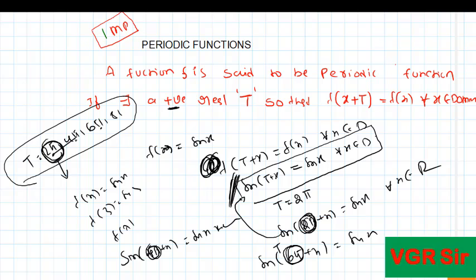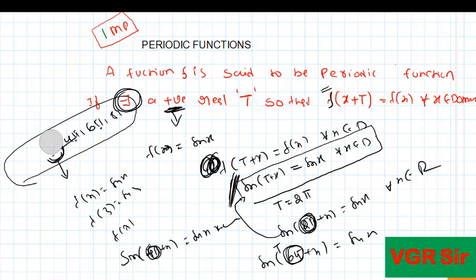Understood? Students, this is very, very important. A function f is said to be a periodic function if there exists a positive real number t such that f of x plus t equals f of x for every x belonging to the domain. If for any function such a t exists, then you can say that it is a periodic function. Several t's may exist for such a function. Among all t's, the smallest one is called its period or fundamental period. Now I can say that the fundamental period of the sin function is 2 pi.